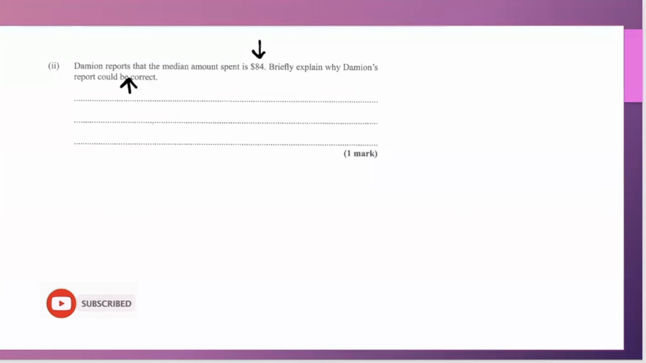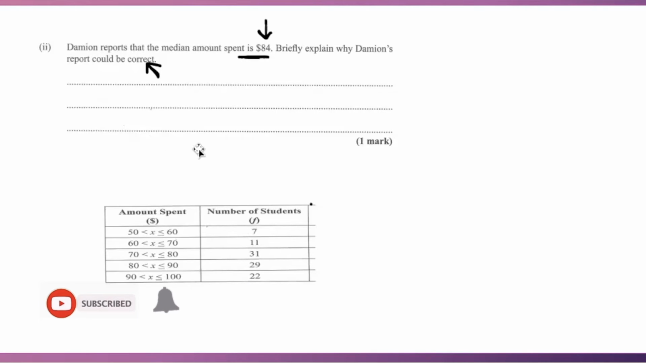So I'm just going to state the explanation. So it says Damien reports that the median amount of money spent is $84. Why is this correct? Now, remember, we have 100. So what we're going to look at is that we have a total of 100 students as a frequency. And I am going to create the cumulative frequency. So if I have the cumulative frequency, that will help me to note the position of each interval.